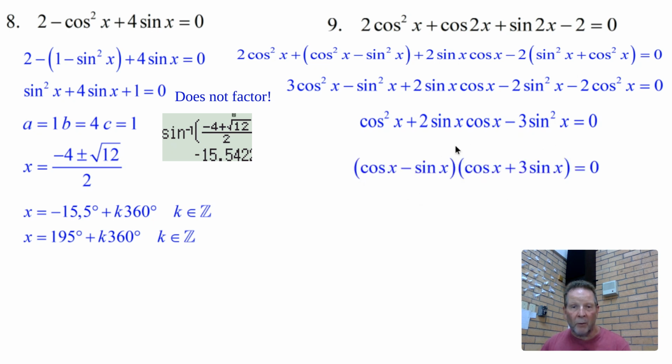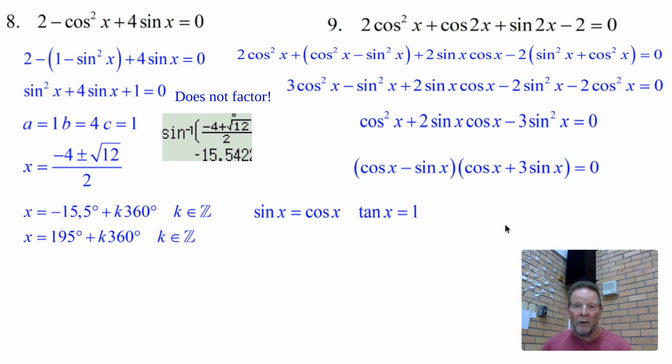Cos x times cos x is cos squared. Sine x, it has to be times 3, and it's got to be a negative times a positive, plus 3 sine x cos x minus 1 sine x cos x. Hey, this works out. So there we've got it. We let these two things equal 0, and we use that tangent trick. We've got sine x equals cos x. We make cos x minus sine x equals 0. Divide both sides by cos x, you get tan x equals 1.